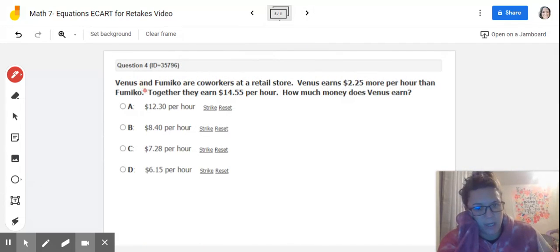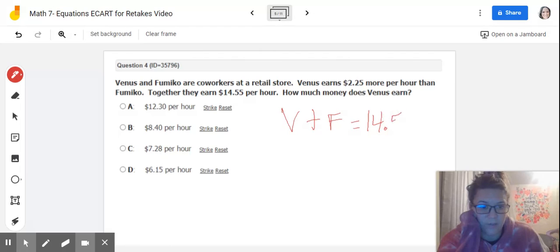Okay, so this one, those of you that are looking to do algebra next year, some of you actually set up an equation for this. I saw it in your workspace. So you knew that Venus plus Fumiko are adding up to $14.55 an hour. But Venus earns $2.25 more per hour than Fumiko.